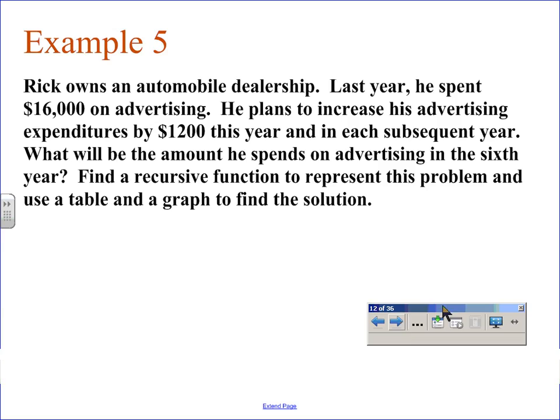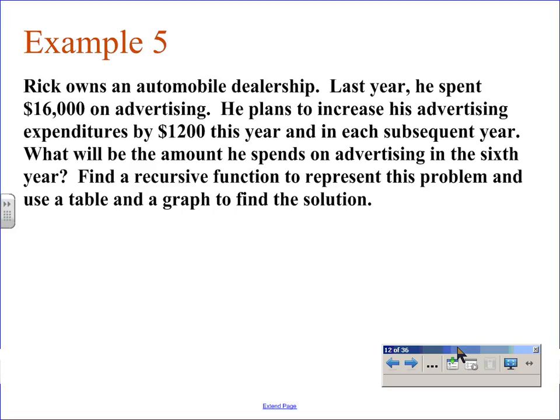Okay, we have another application, and Rick owns an automobile dealership. Last year he spent $16,000 on advertising. He plans to increase his advertising expenditures by $1,200 this year and each subsequent year. What will the amount he spends on advertising in the 6th year be? And we're going to find a recursive function to represent this problem, as well as a table and a graph.